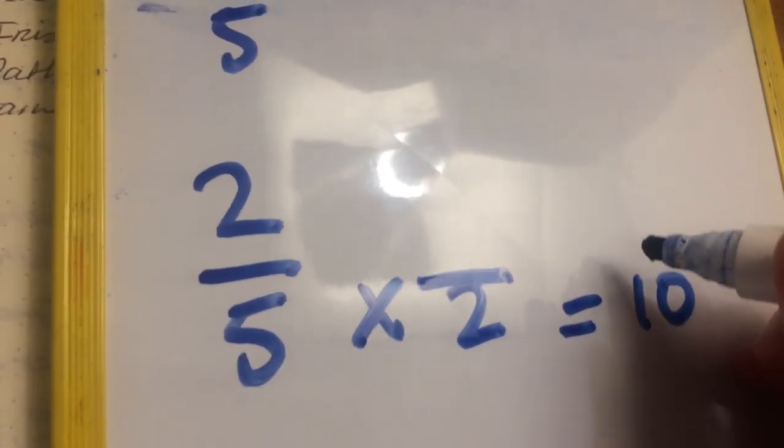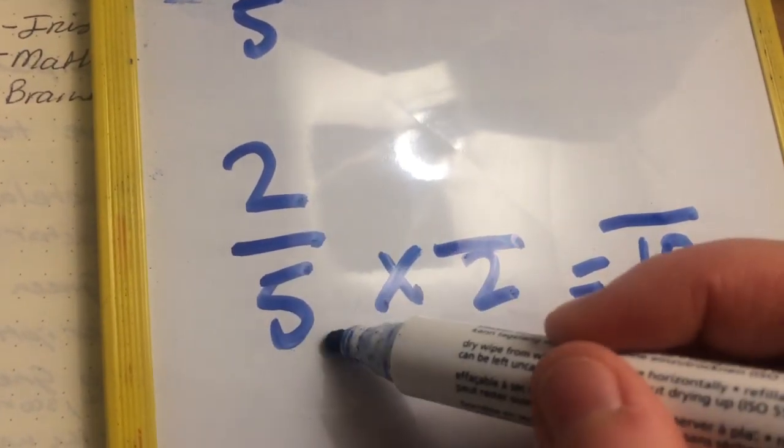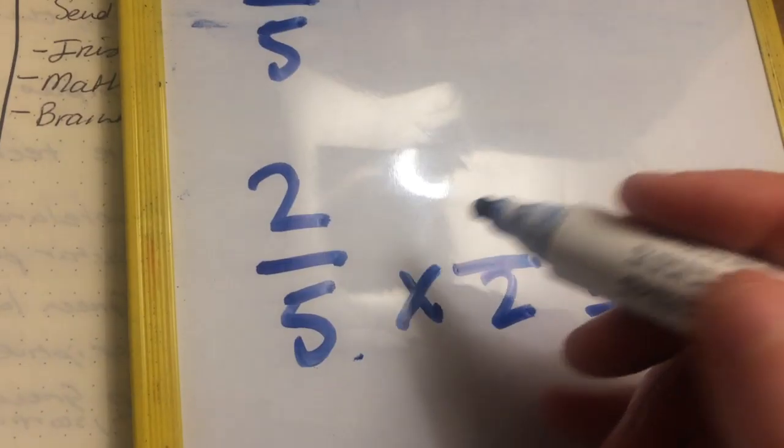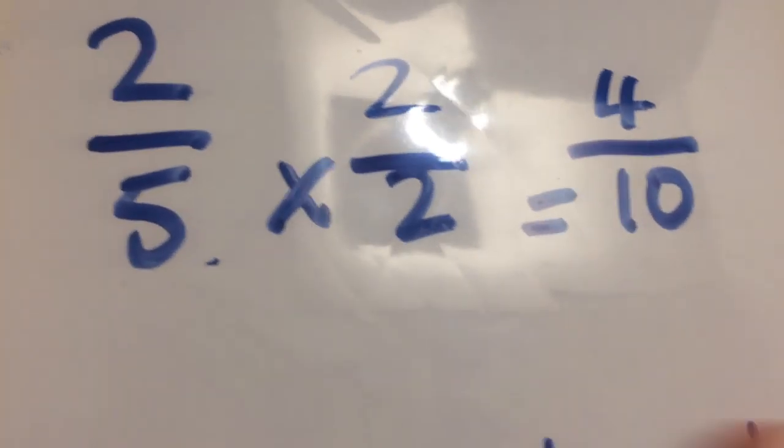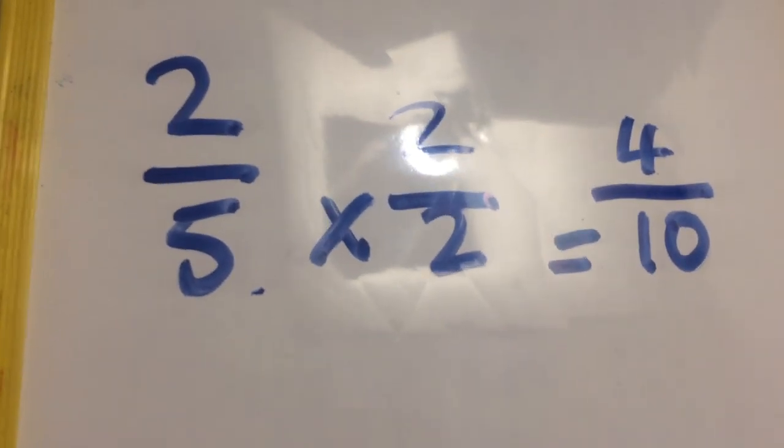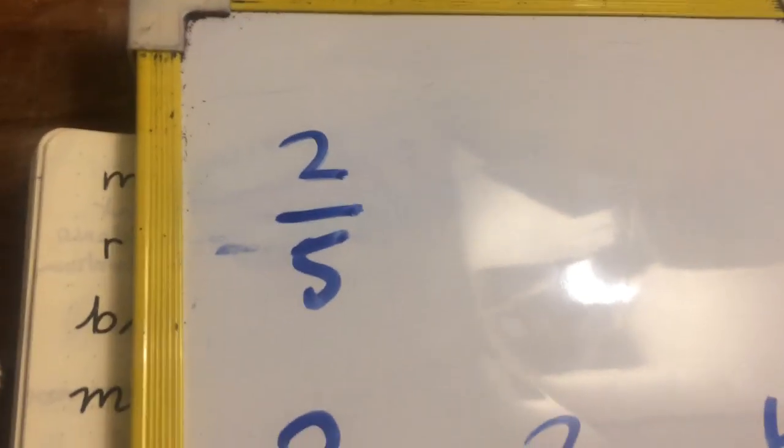Do you remember that method, guys? And so if I do it to the bottom, I must also do it to the top. So 2 multiplied by 2 is 4. So the answer is 4/10 there. All right. So then 4/10 we know as a decimal is 0.4. Okay. So let's have a look at how we do it here. So the easiest way to turn a fraction into a decimal is divide the bottom into the top.